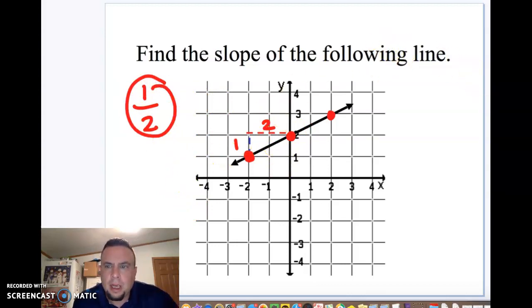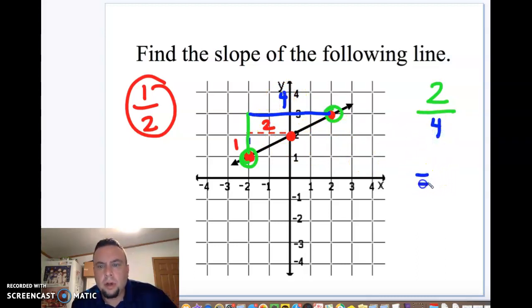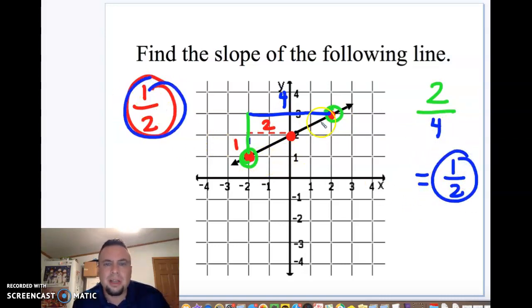But check this out. If we decided to go from here to here, let's see if our slope changes. We'd have to go 1, 2 up to get to that one, right? So our rise is a positive 2. And then look at our run here. I'll change the color to blue. 1, 2, 3, 4. Our run is a positive 4. So 2 over 4. Well, if you know fractions, 2/4 is the same as 1/2. And notice we got the same answer. So it doesn't matter what 2 points you pick on the line, you're always going to get the same slope to the line. So pretty cool.